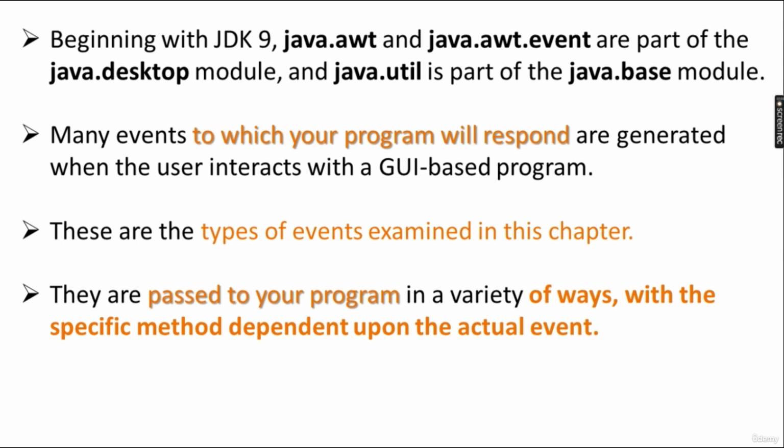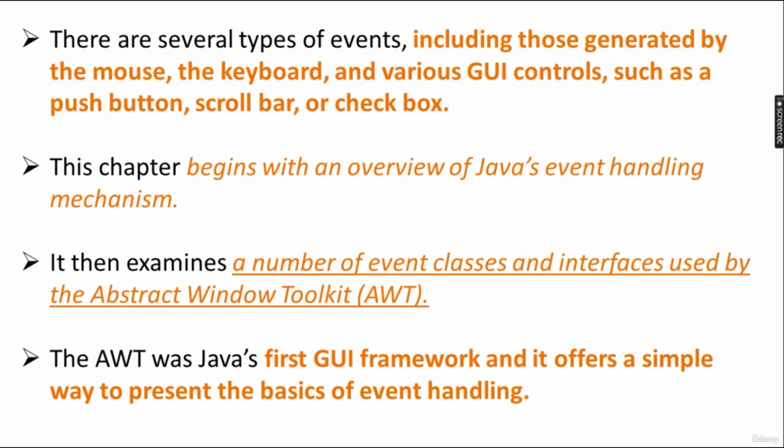Multiple types of events to which your program will respond are generated when the user interacts with the GUI based program. That graphical user interface may contain text, may contain a keyboard, may contain an image, and so on. These are the types of events we will see in this chapter. They are passed to your program in a variety of ways, with a specific method dependent upon the actual event. There are several types of events, including those generated by the mouse, the keyboard, and various GUI controls such as a push button, scroll bar, or checkbox.